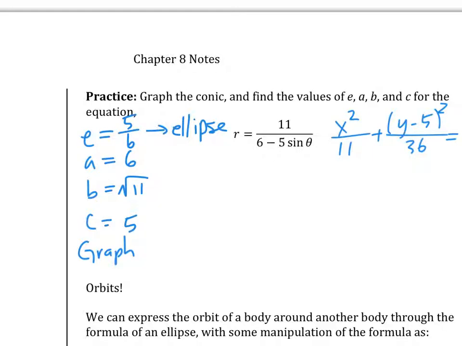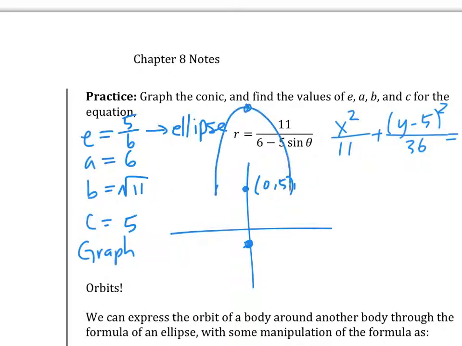Okay, sketching a graph. So, okay, so this center is at 0, 5. And we go down 6. So this is 0, 5. So this is going to be a vertex, and then all the way up there is going to be another vertex. And then it's going to go left and right by around 3 point something. So then this ellipse looks like that.